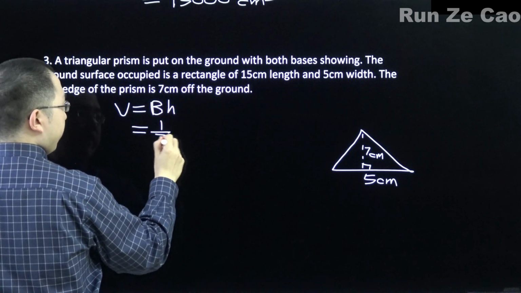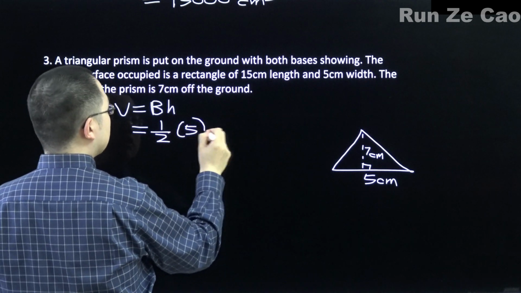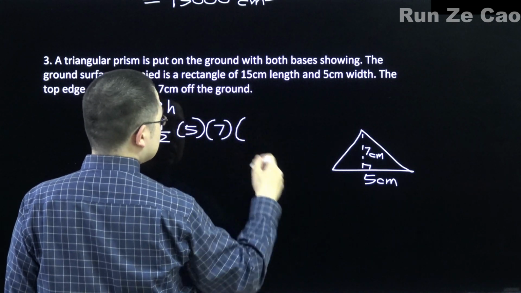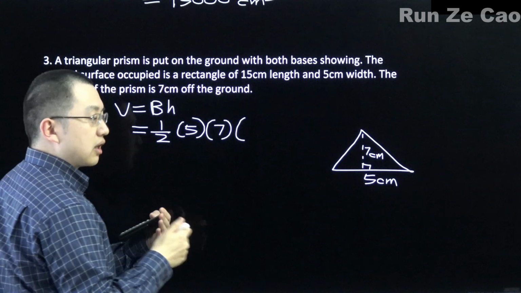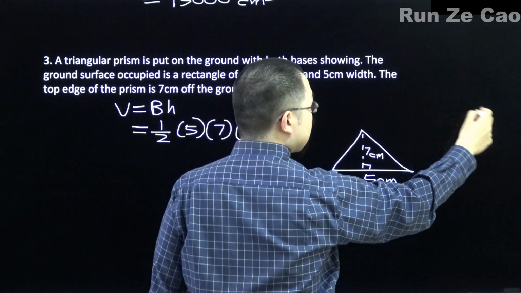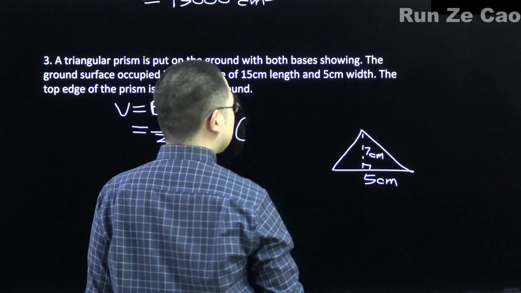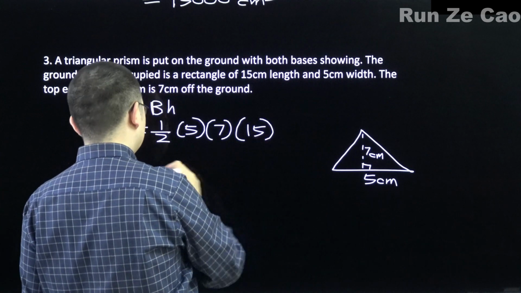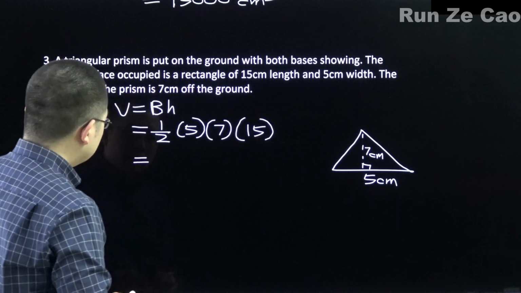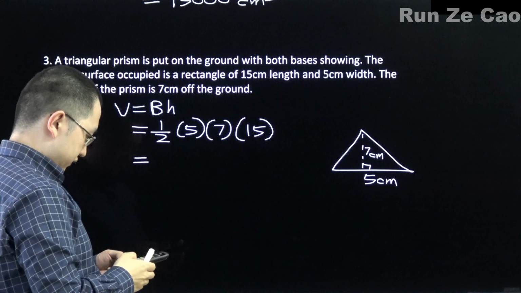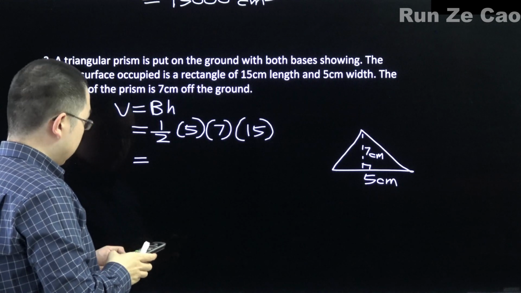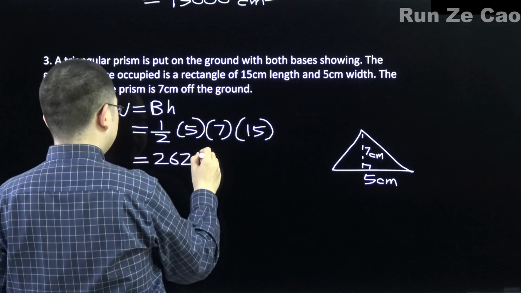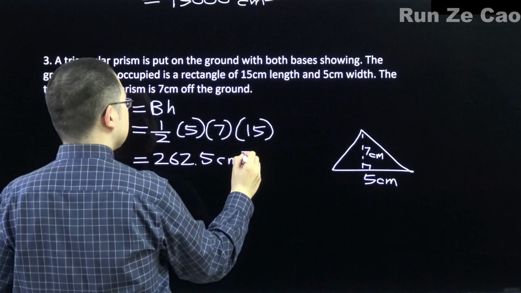So it's 1/2 times 5 centimeters times 7 centimeters multiplied by the height of this prism, which is actually measured sideways, like that, if we wanted to try to make this a little bit more 3D. So 15 centimeters. So 5 by 7 is just 35 times 7.5. So it's 262.5 centimeters cubed.